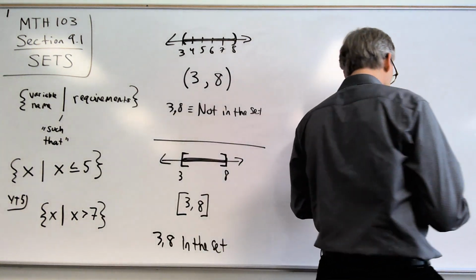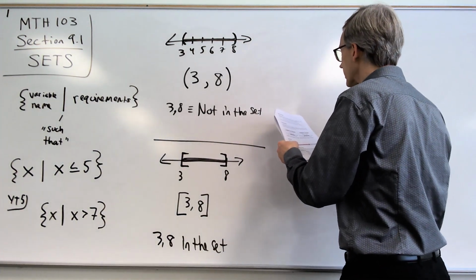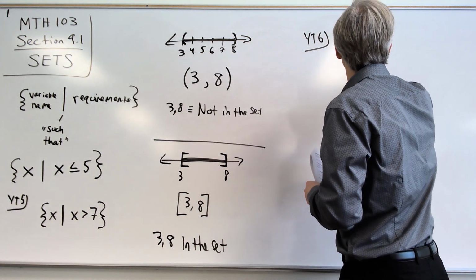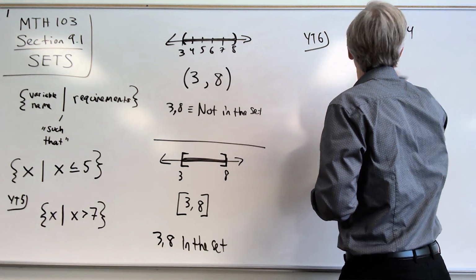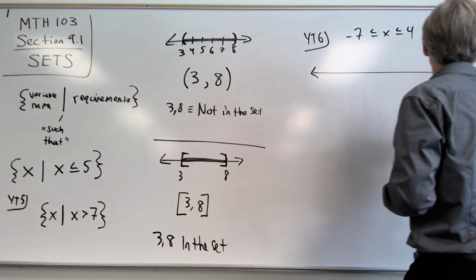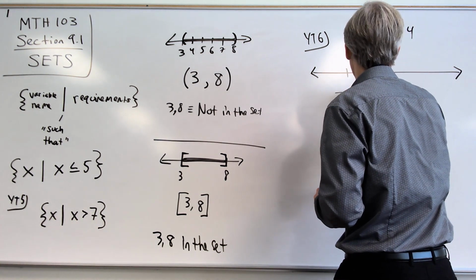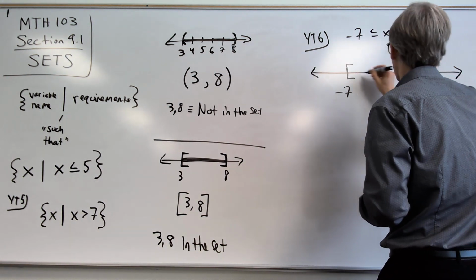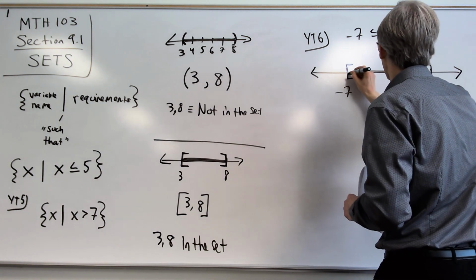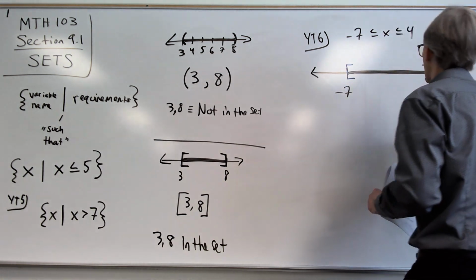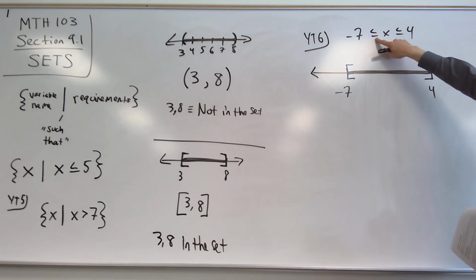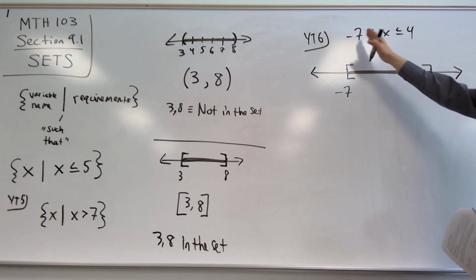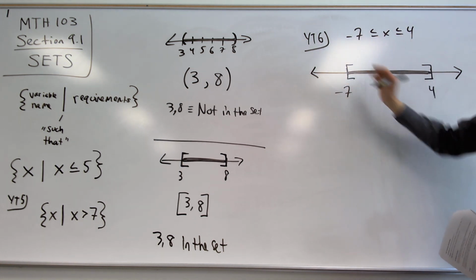Your turn, number 6. Let's graph the inequality -7 less than or equal to x less than or equal to 4. So we got less than or equal to, so that's a bracket. Less than or equal to corresponds with a bracket. X is in between -7 and 4, so we shade in between -7 and 4.